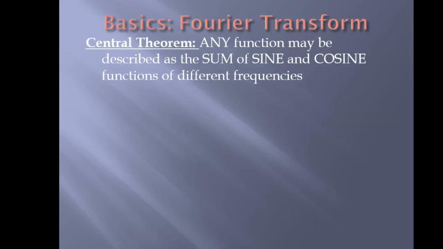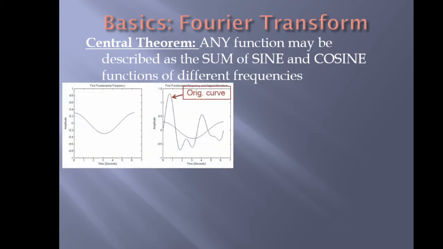Now, the Fourier transform itself, again, we won't focus too much on it, but the central theorem is that any function, technically any continuous function, can be described as the sum of sine and cosine waves of different frequencies. So here's an example.